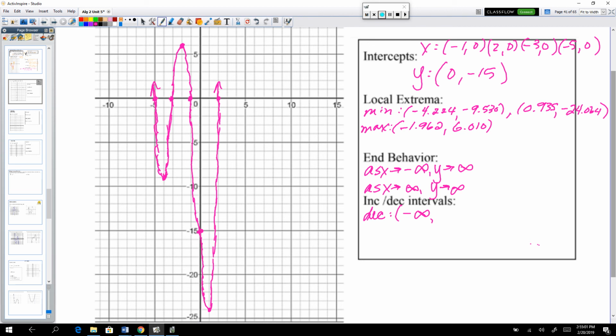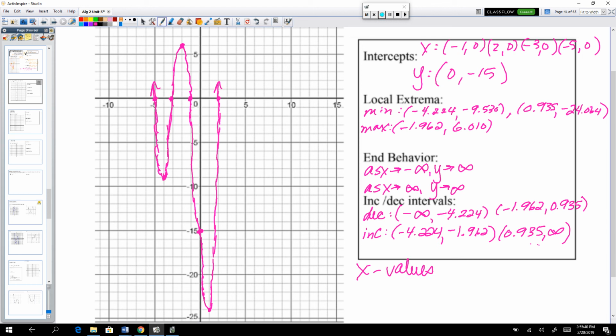So all we have left to do is to document our increasing and decreasing intervals. Don't forget these are x values only. From the left to the right, we start with -infinity, and we go to -4.224. We begin increasing immediately at -4.224, and we increase all the way up to that max of -1.962. We begin decreasing immediately. It continues decreasing until the min of 0.935. And at 0.935, we begin increasing, and we will increase to infinity. Remember, those are x values. Can't say it enough. It's really, really important.